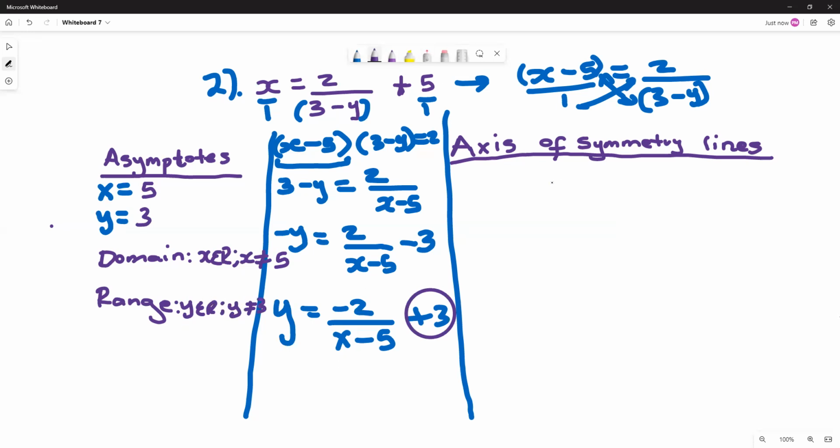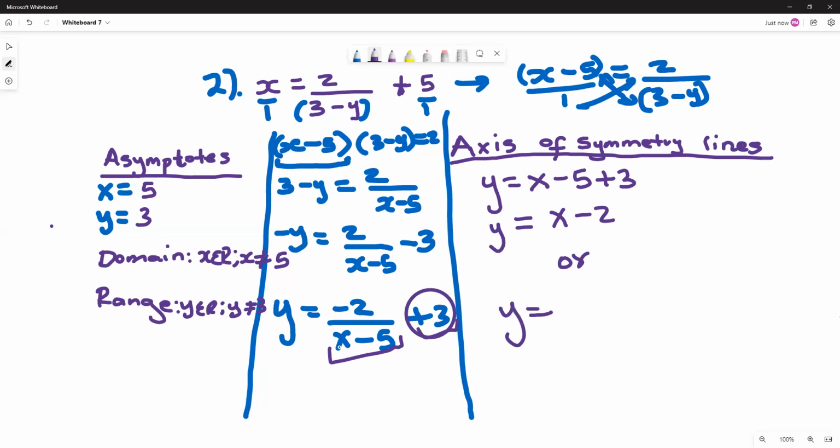Done. Axis of symmetry. Remember the axis of symmetry, you take this, you're interested in that part and that part, right? So the first one, you take them the exact way it is, x minus 5 plus 3, which becomes x minus 2. That is your first axis of symmetry line. Or y, remember you only switch the bottom. So you're going to have negative x, this becomes plus 5. The q always remains the same, which is negative x plus 8. And you are done with number 2, ladies and gents.